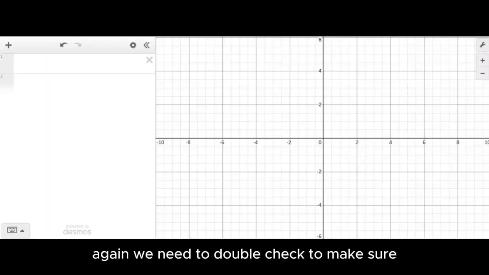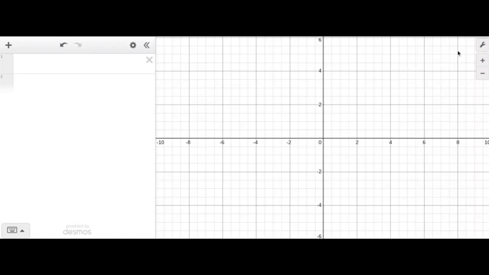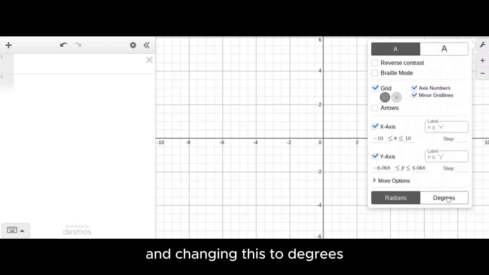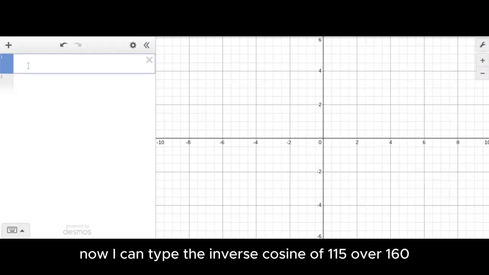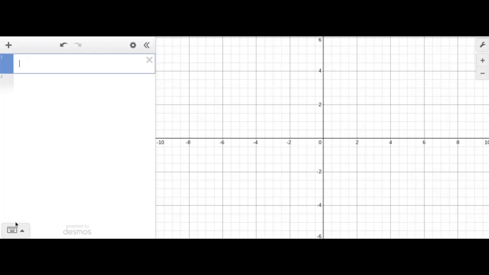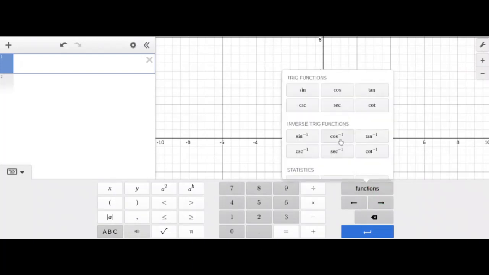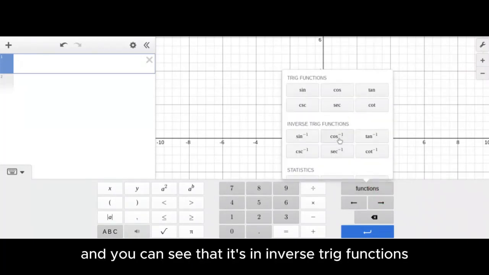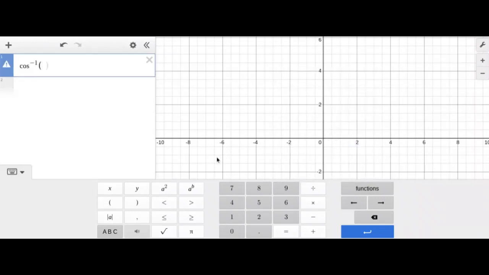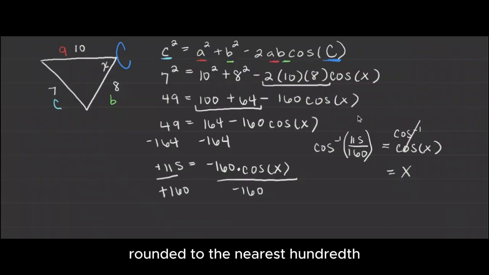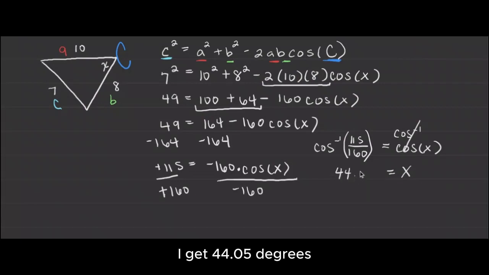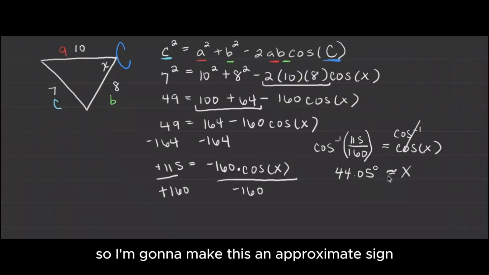Again, we need to double check to make sure our calculator is in degree mode. That's going up to this wrench and changing this to degrees. Now I can type the inverse cosine of 115 over 160. If you want to find that in the keypad, it's in functions, and you can see that it's in inverse trig functions. Rounded to the nearest hundredth, I get 44.05 degrees. So I'm going to make this an approximate sign.